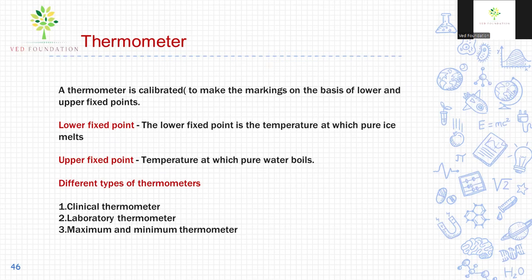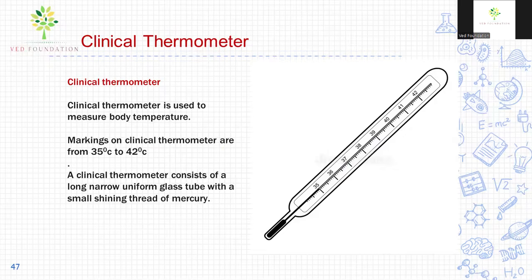Different types of thermometer. There are different types of thermometer, like the clinical thermometer, laboratory thermometer, and maximum and minimum thermometer. Clinical thermometer is used to measure body temperature. In hospitals and dispensaries, the clinical thermometer is used to measure human body temperature. You know that normal human body temperature is 37 degrees Celsius. So the markings on a clinical thermometer are from 35 degrees Celsius to 42 degrees Celsius, and here is the normal human body temperature.